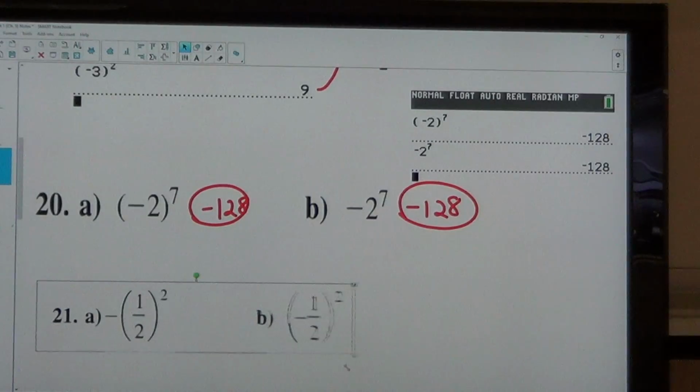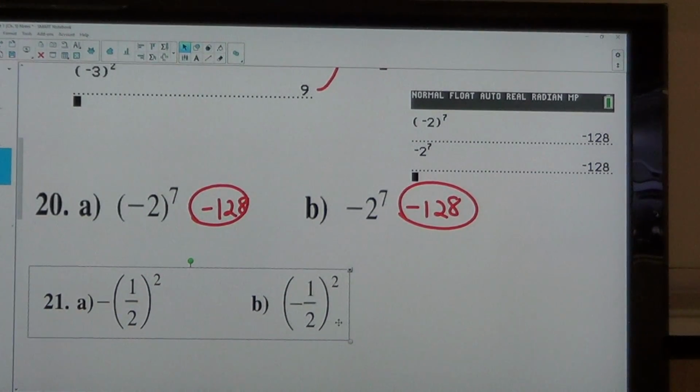All right, number 21, we have fractions.